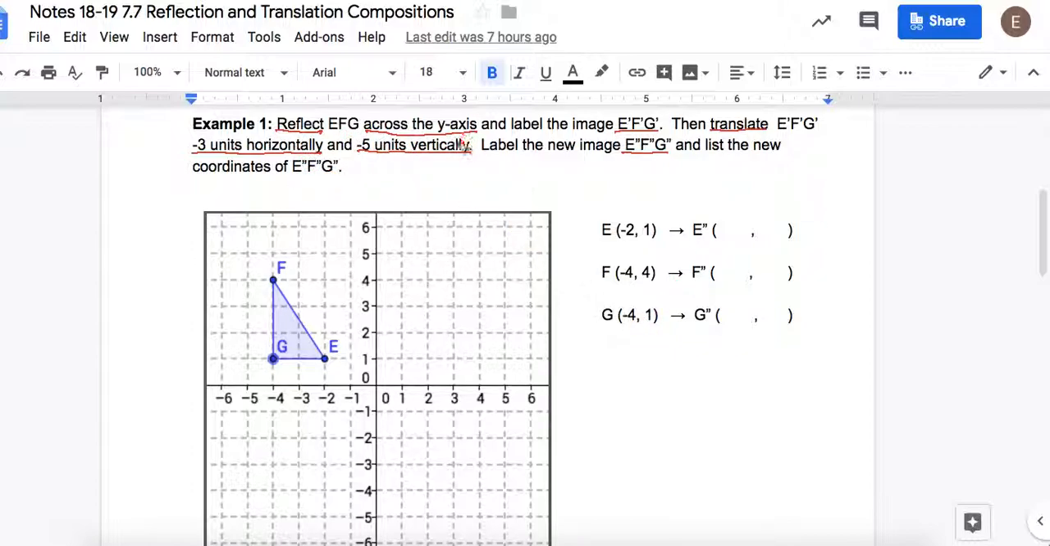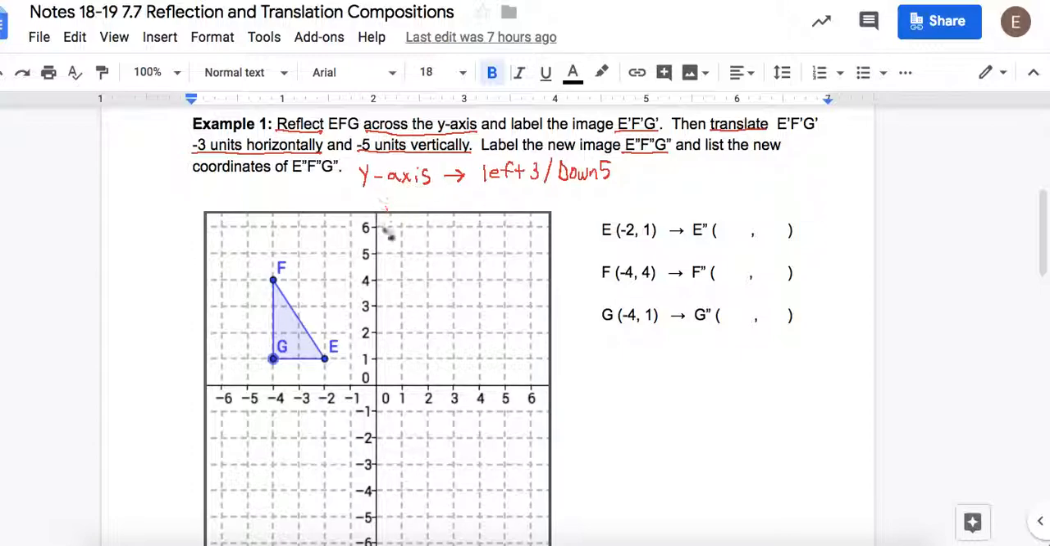Okay, so the first thing it tells me to do is reflect across the y-axis. So I'm going to write, and I would encourage you to write this down every time you do a composition, which means 2 or more transformations. So we're going to do y-axis first, because it's a reflect across the y. And I'm going to draw an arrow. And we're going to translate -3 horizontal. So what does -3 horizontal mean? Good, left 3, and then down 5, because -5 vertical means down 5.